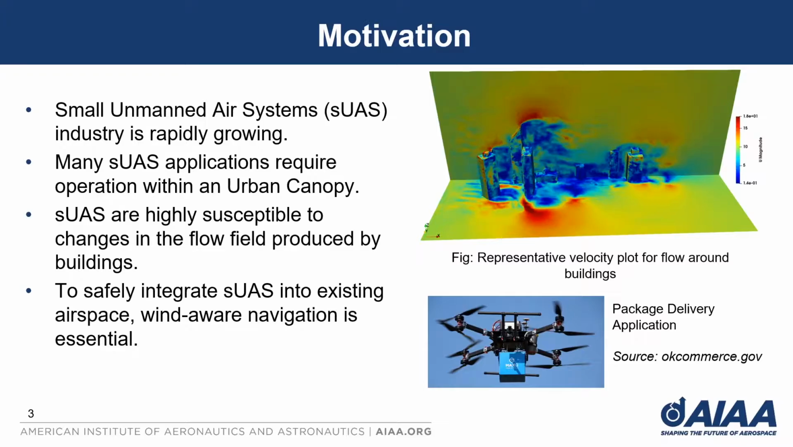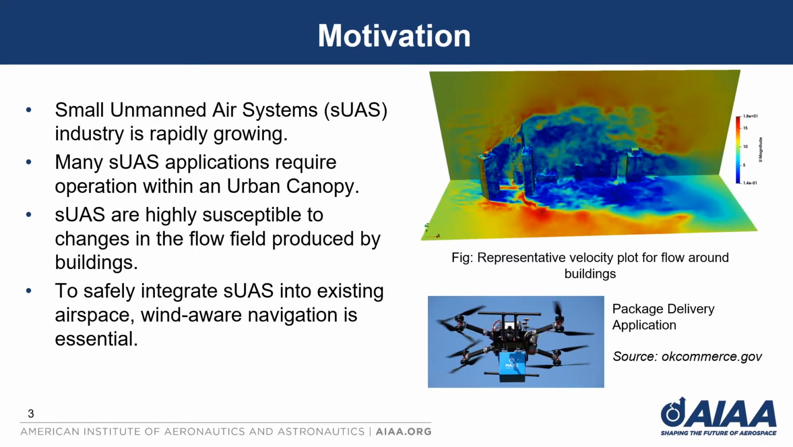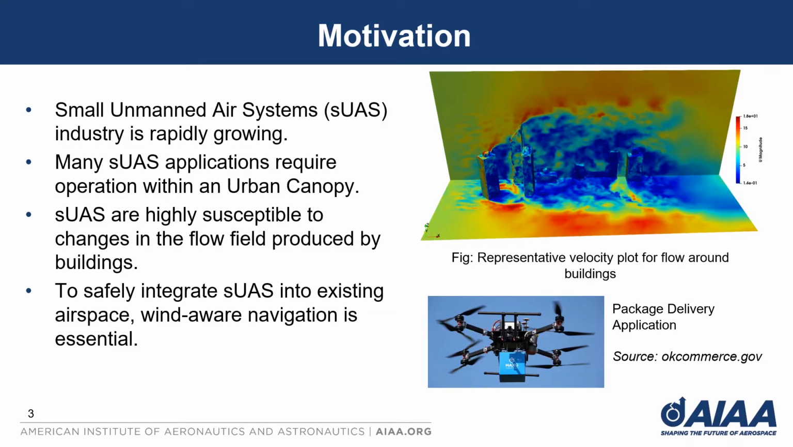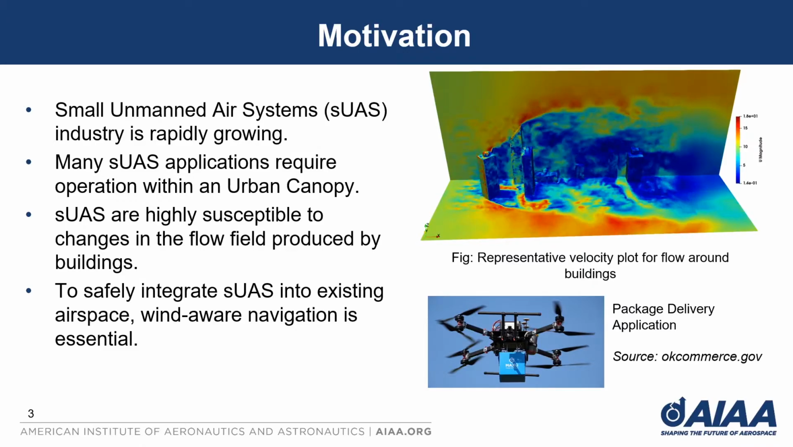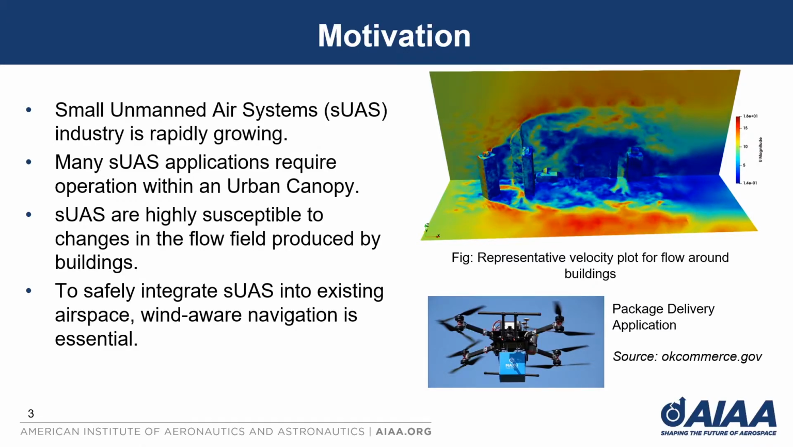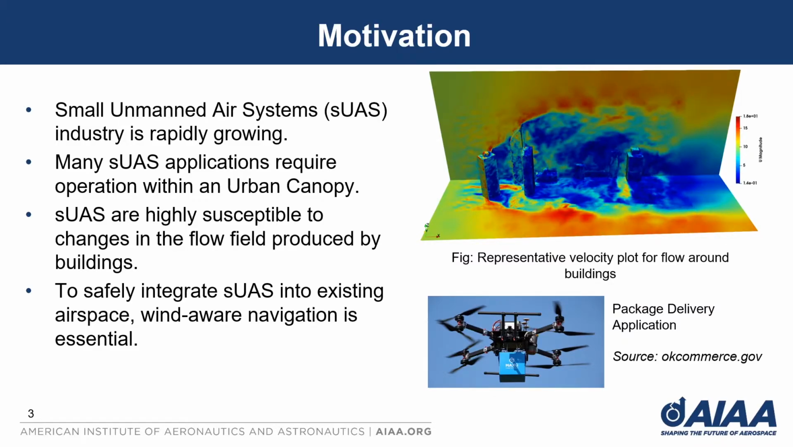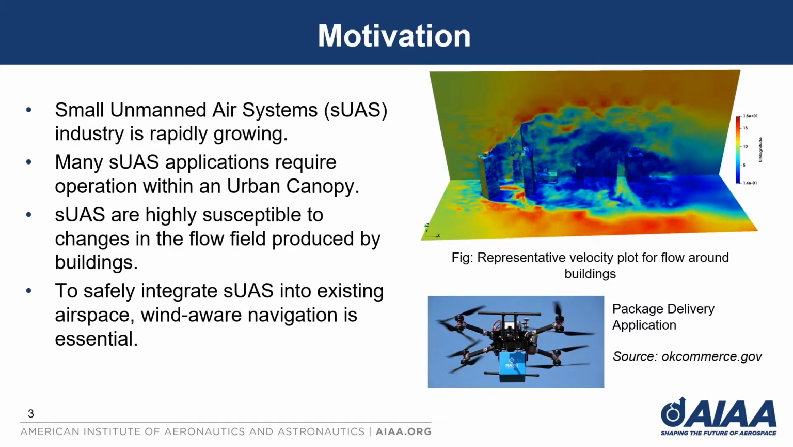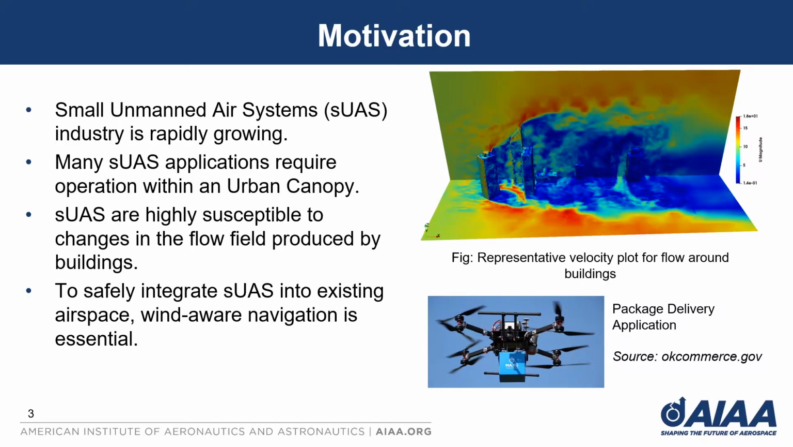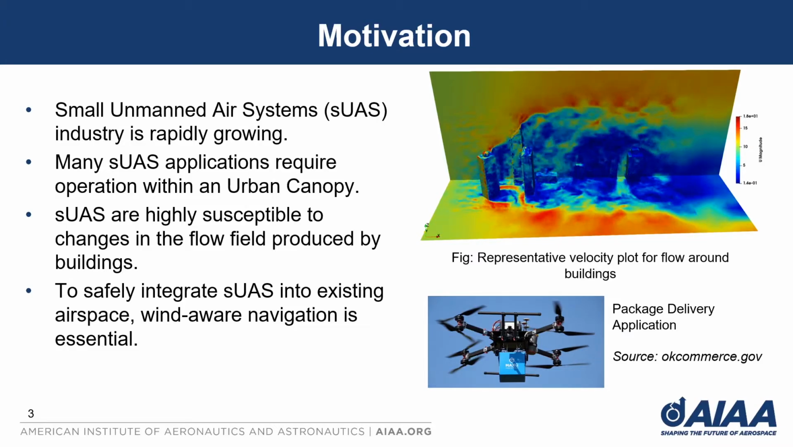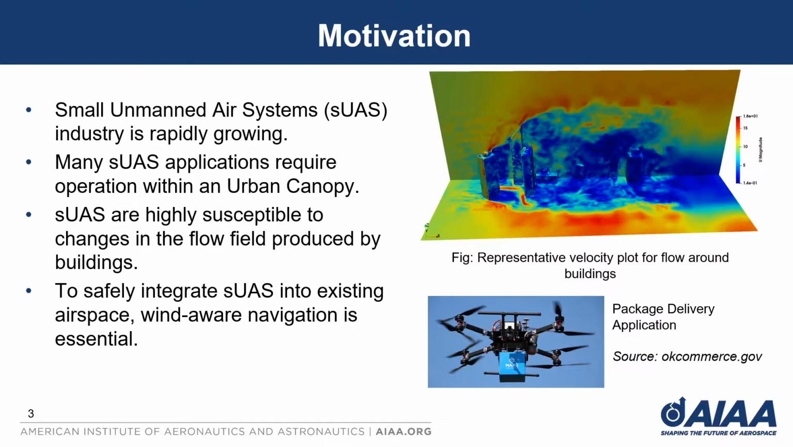The motivation behind this research is that the small unmanned air systems industry is rapidly growing. The Federal Aviation Administration estimates that the UAS industry will triple in size by the year 2025, and many of these applications require operation within an urban canopy. And this is slightly problematic because UAS are highly susceptible to changes in the flow field which is produced by buildings. And to safely integrate these UAS into existing airspace, wind-aware navigation is essential.